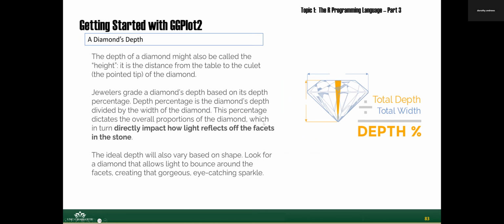The percentage is going to dictate how well light bounces off the different facets inside the diamond. The ideal depth is also going to vary based off of the shape. You want to look for a diamond that allows a lot of light to bounce around. That's why people look for very sparkly diamonds, because very sparkly diamonds are more valuable than diamonds that don't sparkle as much.